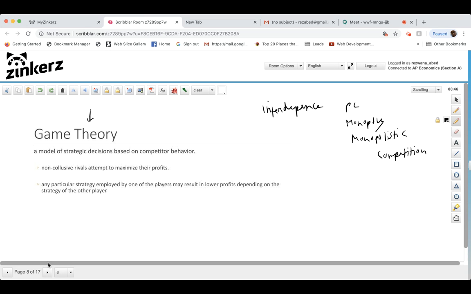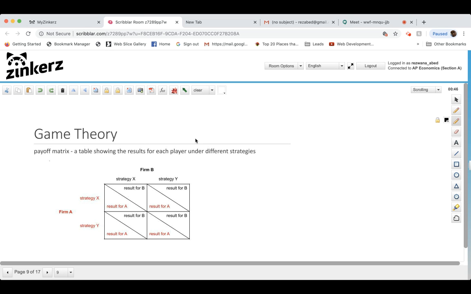So this is what we use with game theory, right? This is a visual representation of what a typical game theory payoff matrix will look like, and likely what you will see on the AP exam if you have questions on game theory. So most likely you will have something like this. This table is called a payoff matrix. It's just a table that shows the results for different players under different strategies.